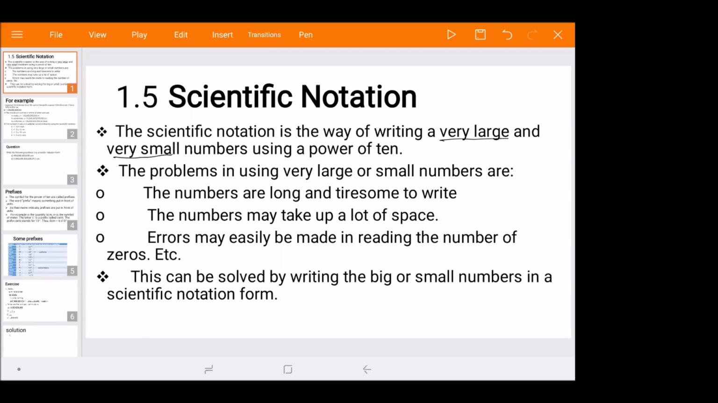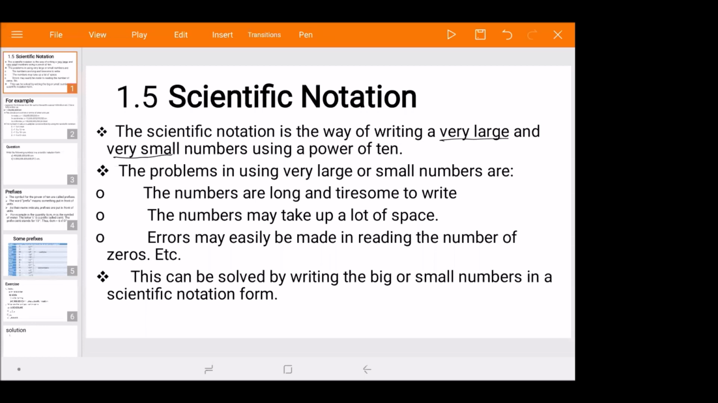Instead of writing 1 million, you can write 10 to the power of 6. Instead of writing 1 billion, you can write 10 to the power of 9. Such a way is what we call scientific notation. Therefore, scientific notation is the way of writing a very large or very small number by using a power of 10.